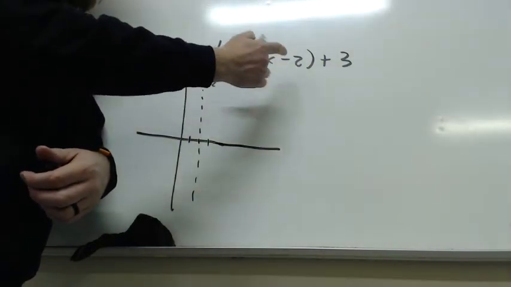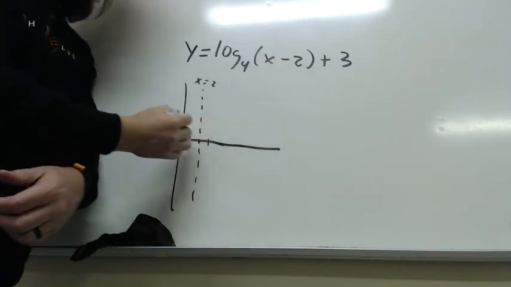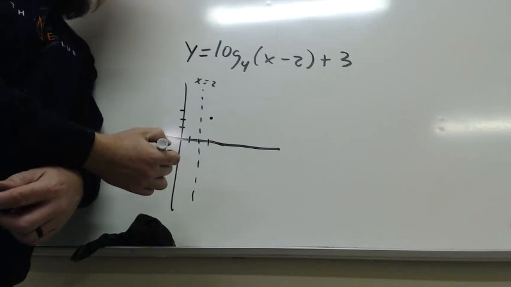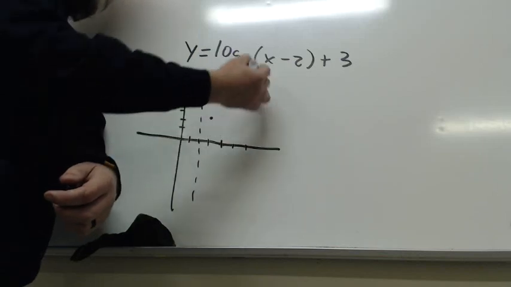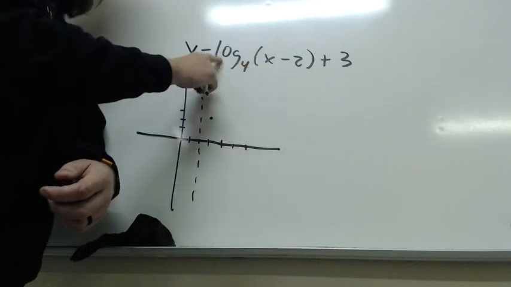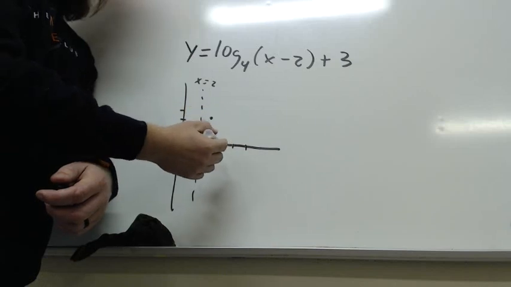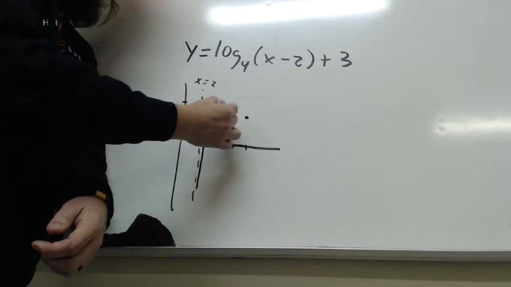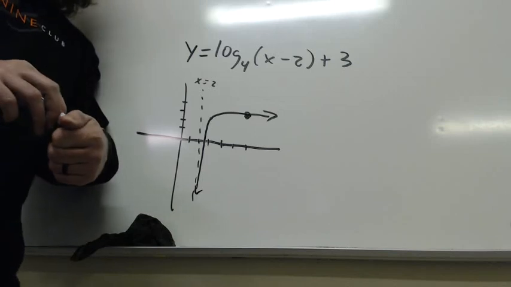3 minus 2 is 1. Log base 4 of 1 is 0. 0 plus 3 is 3, so (3, 3) would be on that graph, right? Let's say I put in 6 in that graph, because 6 minus 2 is 4, so that'd be an easy one. So 6 minus 2 is 4. Log base 4 of 4 is 1. 1 plus 3 is 4. And so if I go over to 6, go up to 4, put a little dot, we know it kind of goes like this. Okay. So there's our exponential graph, right? Or excuse me, logarithmic graph.